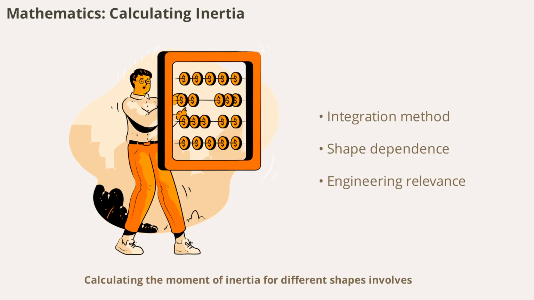Calculating the moment of inertia for different shapes involves integrating mass elements at varying distances from the axis. This mathematical process is essential for engineers and physicists working with rotating systems, ensuring accurate predictions and designs.